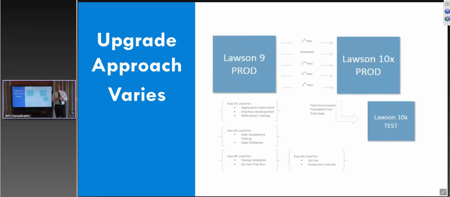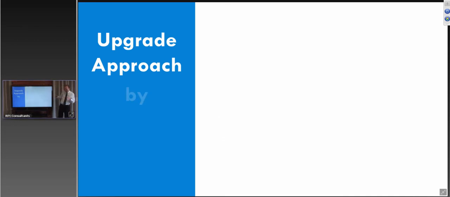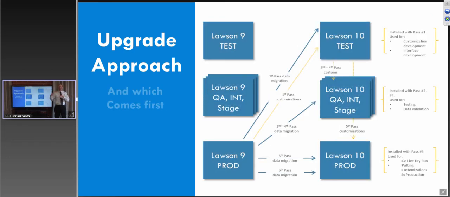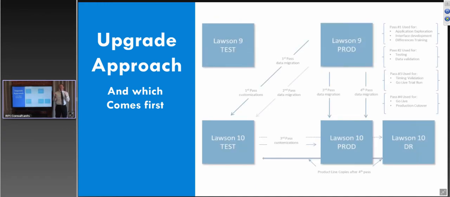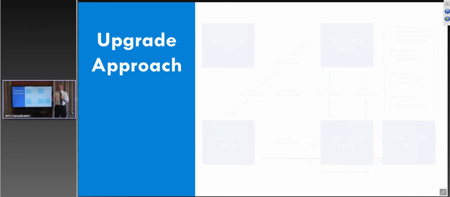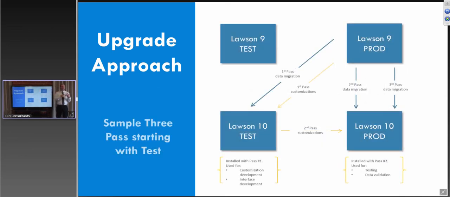This is different for every customer we've worked with. There's no one universal approach that works for all. I mean, this has to do with the number of environments you have in 9, how many environments you want to maintain in 10. Some customers are more comfortable building out the test environments first, then moving to production. Some would rather build out their production environments first and then add tests later. Really, there's pros and cons of each approach.